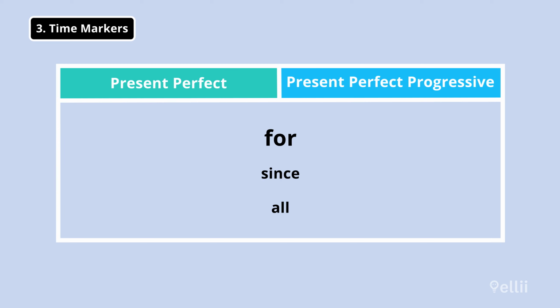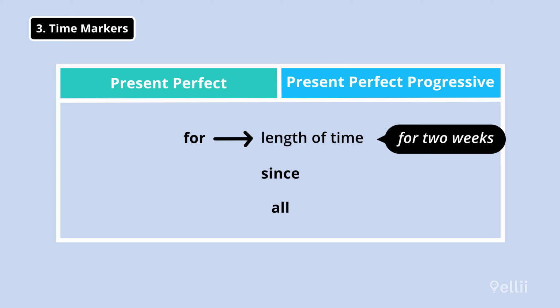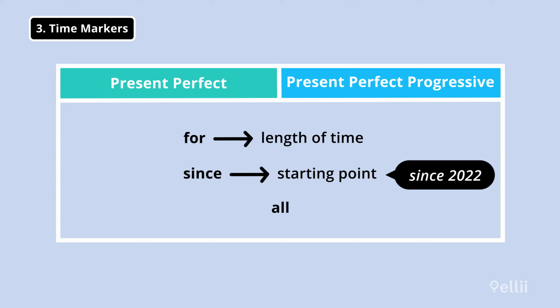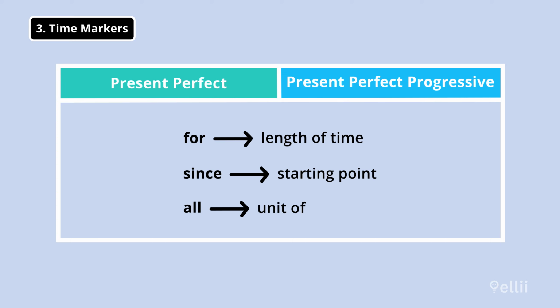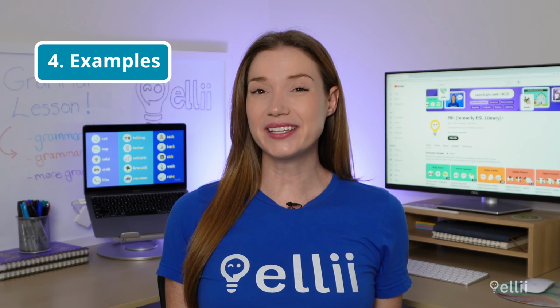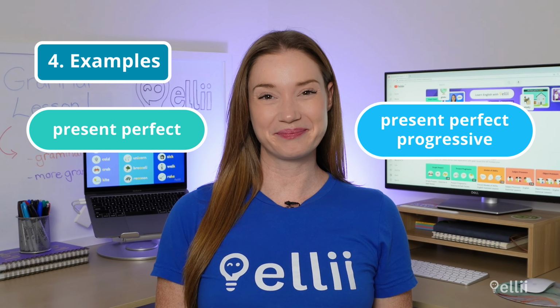We use for to express a past length of time, such as for 2 weeks. Since to mention the starting point in the past, such as since 2022, and all to encompass a unit of time, such as all month. Now let's look at these tenses side by side in a couple of examples.